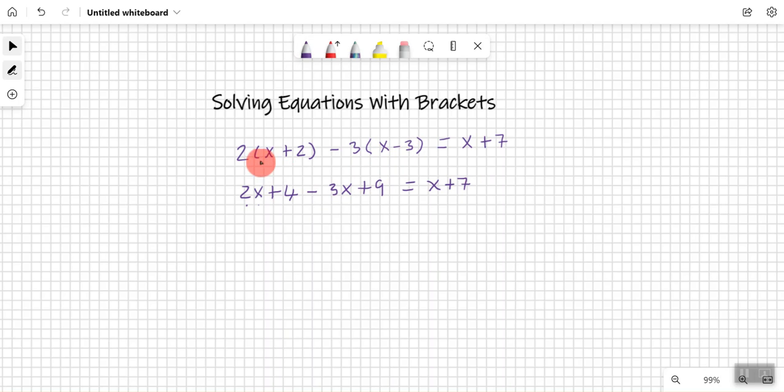Okay, so what we've done is we've removed the brackets by multiplying the terms that are on the inside of the bracket by the number that's on the outside. So 2 by x gives me 2x, 2 by plus 2 gives me plus 4, and then here minus 3 by x gives me minus 3x, minus 3 by minus 3 gives me plus 9, is equal to x plus 7.